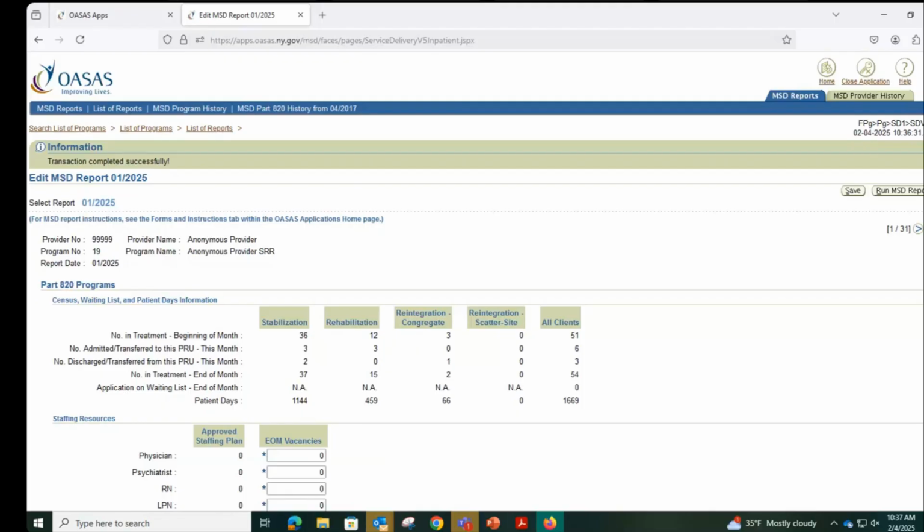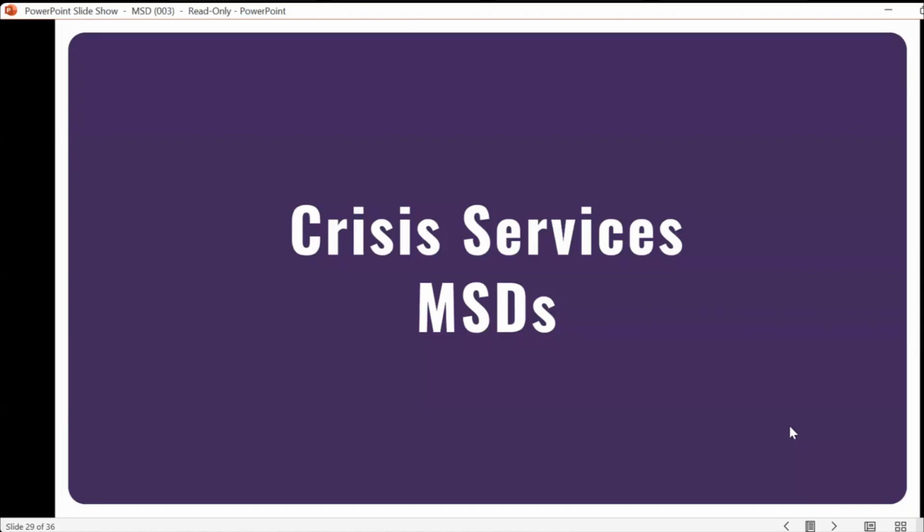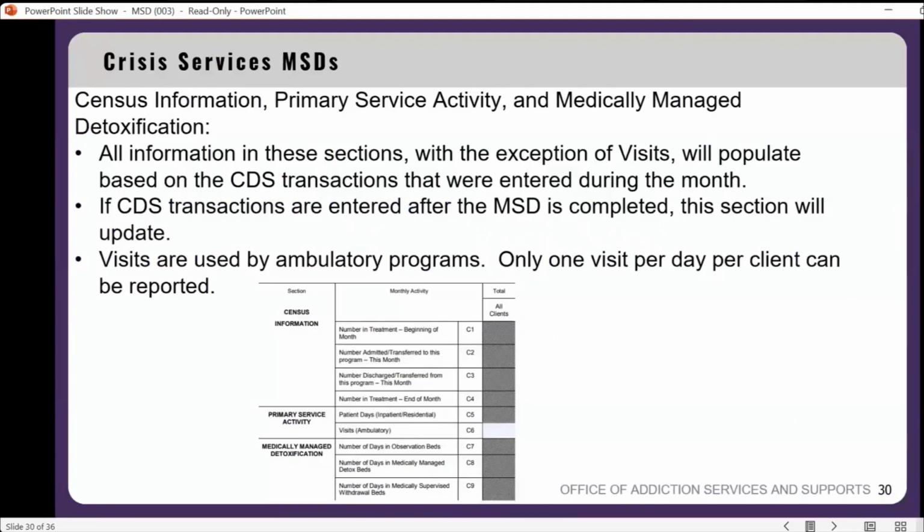So Emily, if you want to go on, I believe crisis may be up next. All right, so crisis services MSDs. Census information, primary service activity, and medically managed detoxification. All information in these sections, with the exception of visits, will populate based on the CDS transactions that were entered during the month. If CDS transactions are entered after the MSD is completed, this section will update. Visits are used by ambulatory programs. Only 1 visit per day per client can be reported.